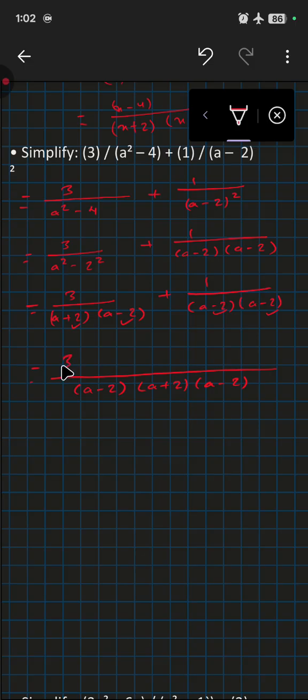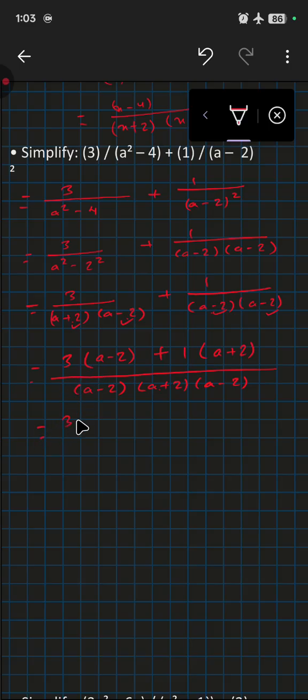Now 3 is in the numerator. Now 3 will multiply to what? So x plus 2, x minus 2, x minus 2 will be resolved, and whatever is left in the LCM will multiply the numerator. a minus 2 will be multiplied by 3. Similarly over here, 1 will multiply, a minus 2 is reduced, a plus 2 is left. It will multiply to a plus 2.